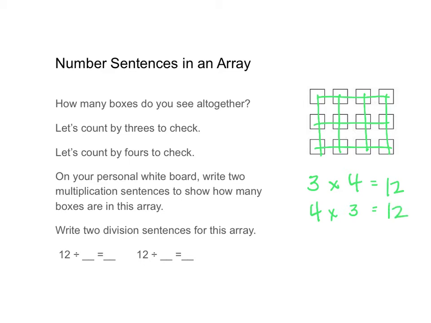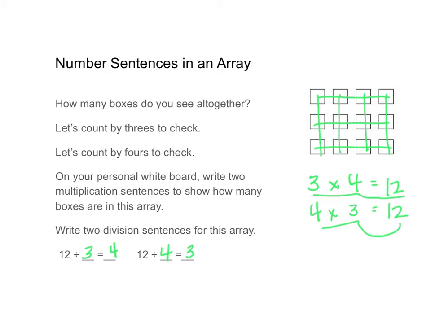Well, we can turn those into division sentences, right? We can say, well, what if I say 12 divided by 3 equals 4? So let's try that one. And that does work because 12 divided by 3 is we've got 4 groups of 3. And then how about 12 divided by 4 equals 3?